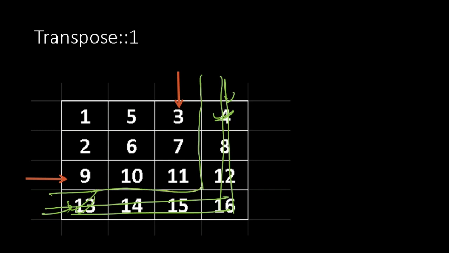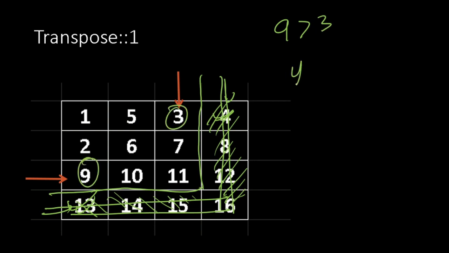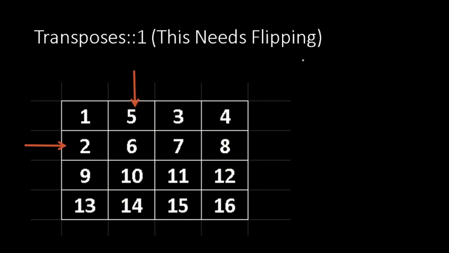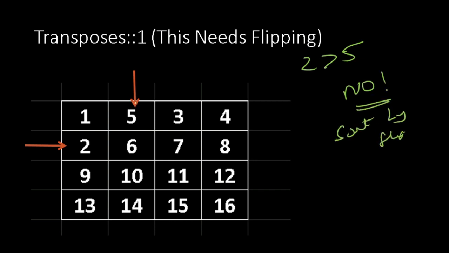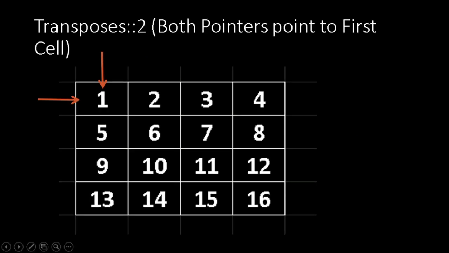Let us now look at this submatrix. We don't have to worry about this last outermost row, outermost column, already sorted. So here, is 9 greater than 3? Yes. So this is sorted. So we can simply move our pointer here and continue our process. Is 2 greater than 5? No. Sort by flip. So we will do one more flip here. So the number of transposes will increase by 1.